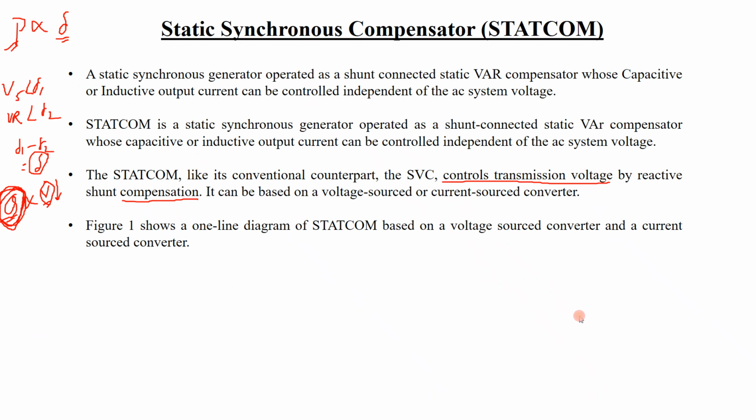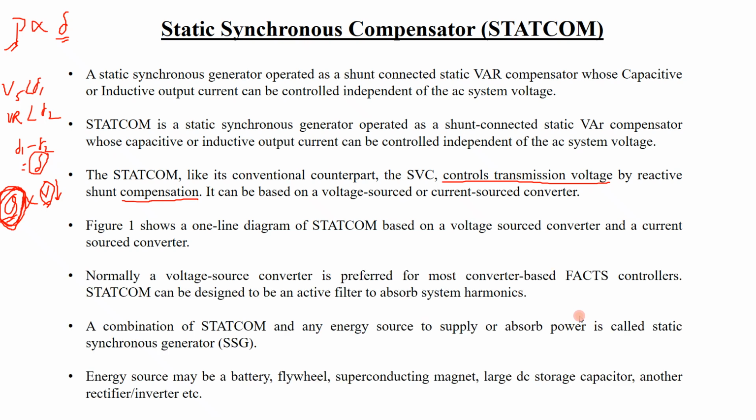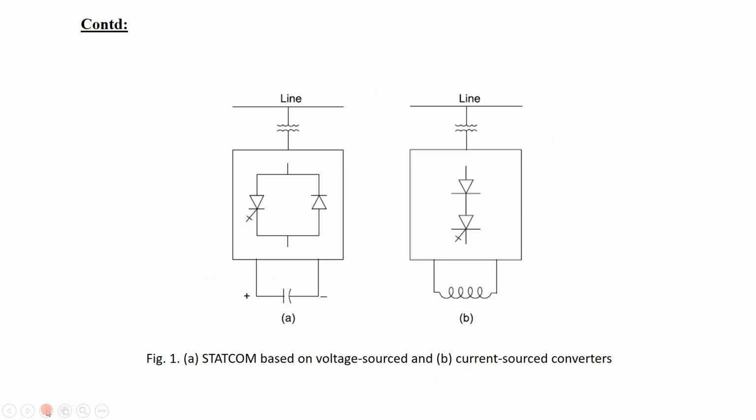Figure 1 shows a single line diagram, or you can say a one line diagram, of the STATCOM based on the voltage source converter and current source converter. So this is a single line diagram of a STATCOM. Figure 1A is the STATCOM based on the VSC, that is the voltage source converter, and this is the current source converter.